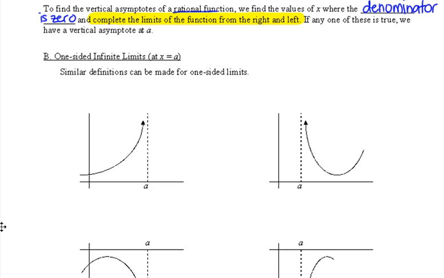You can have just some pictures. You can have one-sided infinite limits. So you can have a vertical asymptote approaching from just the left or just the right. So yeah, fun pictures. Next page.